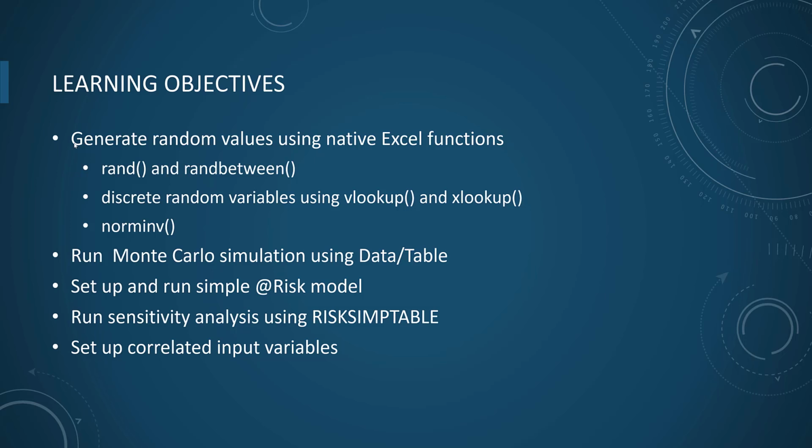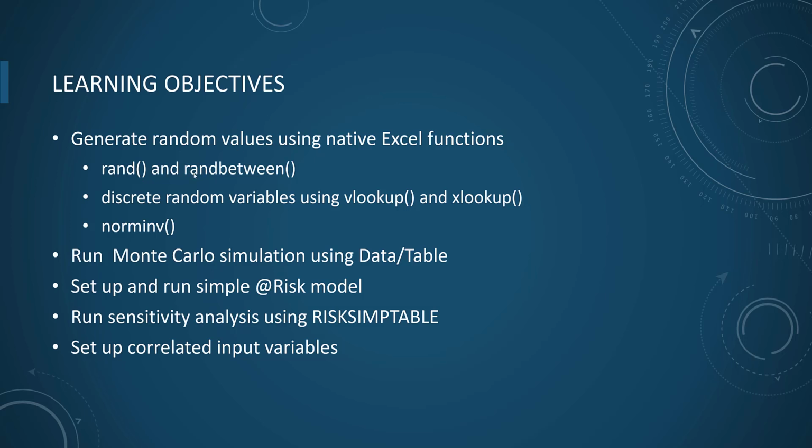So we will look at a simple model set up as a deterministic model, and then we revise it by incorporating randomness for input variables. Some of the native functions that we'll use: there is a function called RAND, and the RAND function will generate a random number from 0 to 1, so any number between 0 and 1. It will be fractional, obviously.